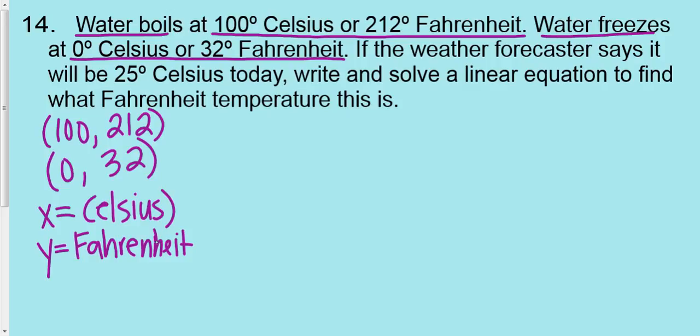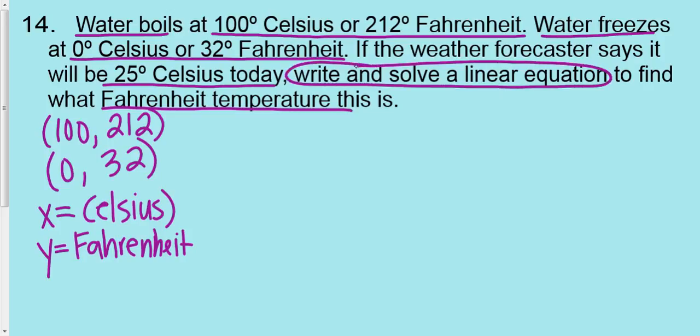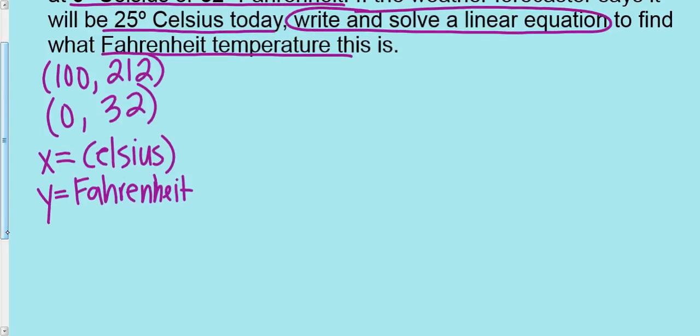The weather forecaster says it will be 25 degrees Celsius today. We're going to write and solve a linear equation to find what the Fahrenheit temperature is. Okay, so again, it tells us what Celsius will be. We're solving for Fahrenheit. So there's that x y connection again. We're going to write and solve a linear equation. So with this information, we are going to be using y equals mx plus b. We don't know what m is, so we're going to go ahead and start by solving for slope first.